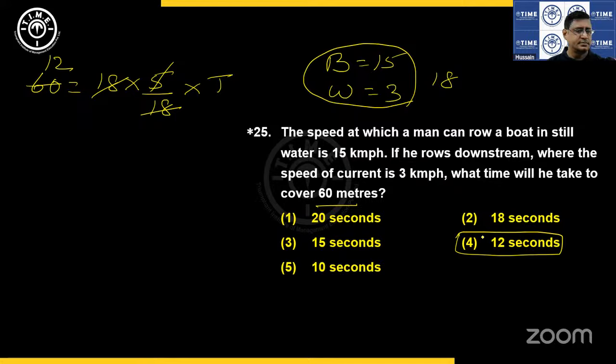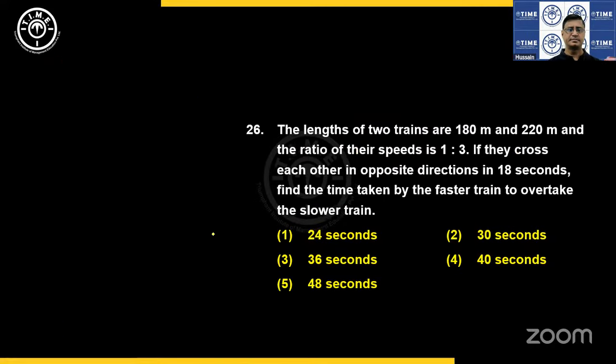Solve. Okay. Look at the next example on your screen. The lengths of two trains are 180 meters and 220 meters, and the ratio of their speeds is 1:3. If they cross each other in opposite directions in 18 seconds, find the time taken by the faster train to overtake the slower train.